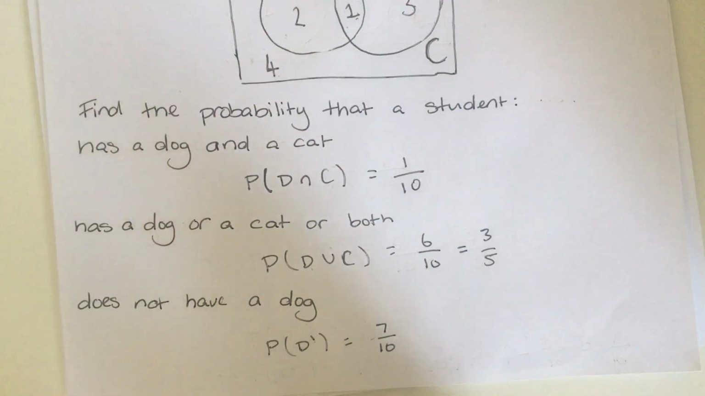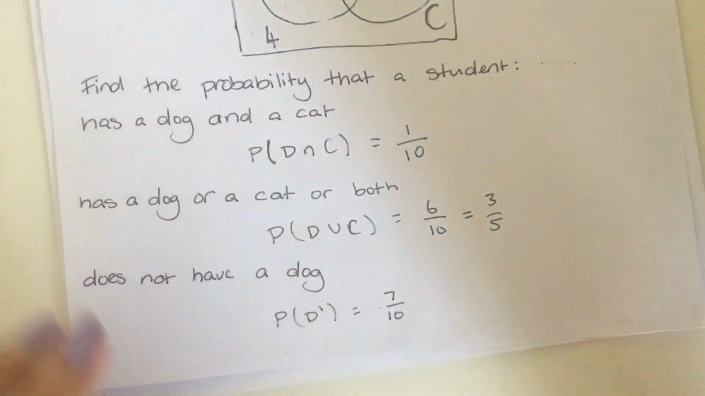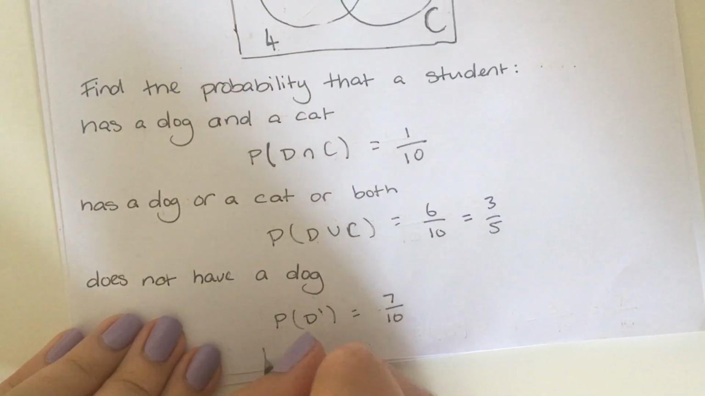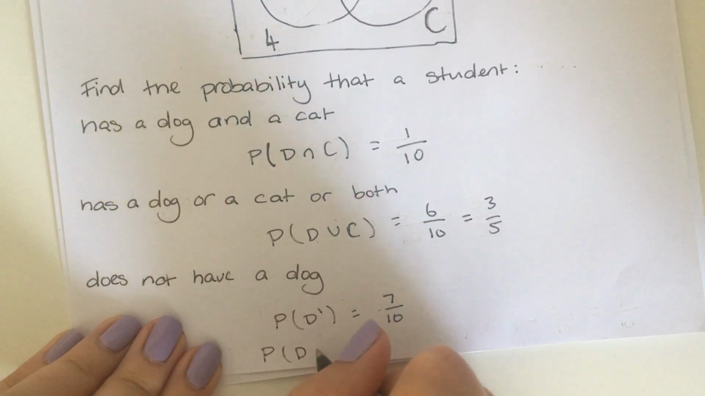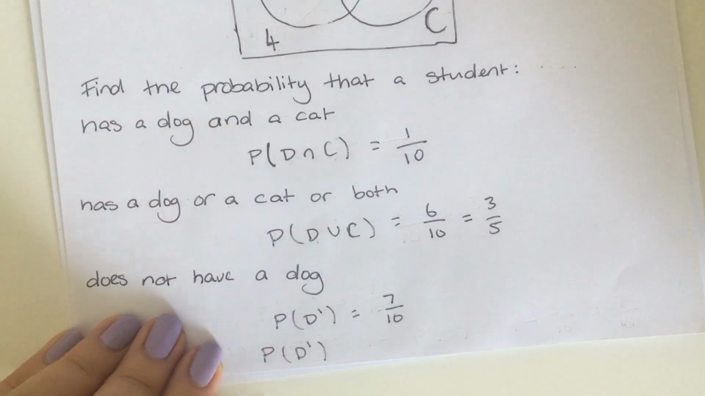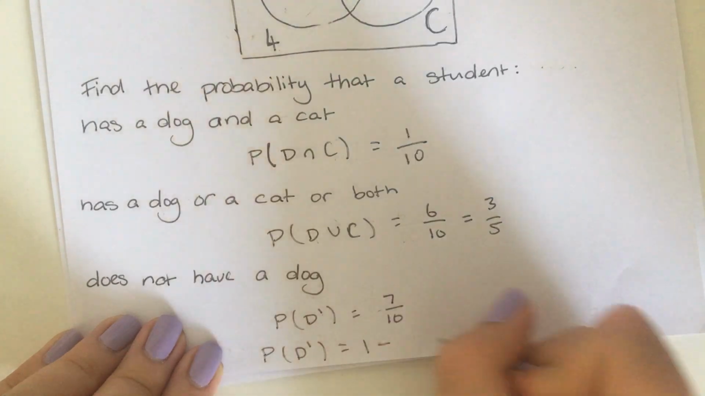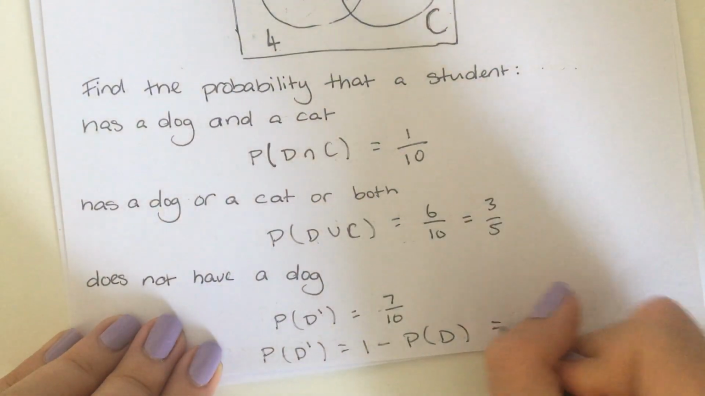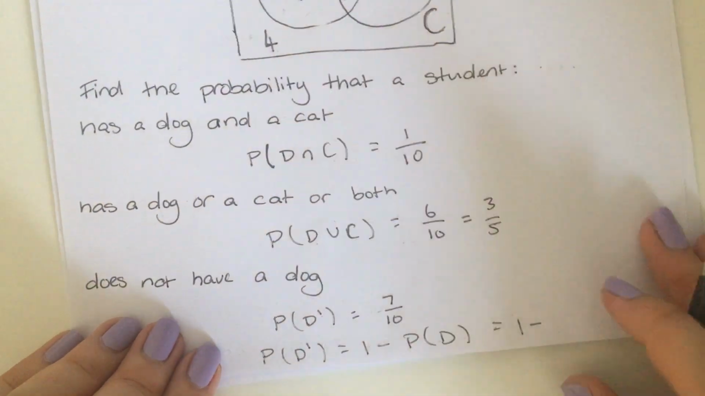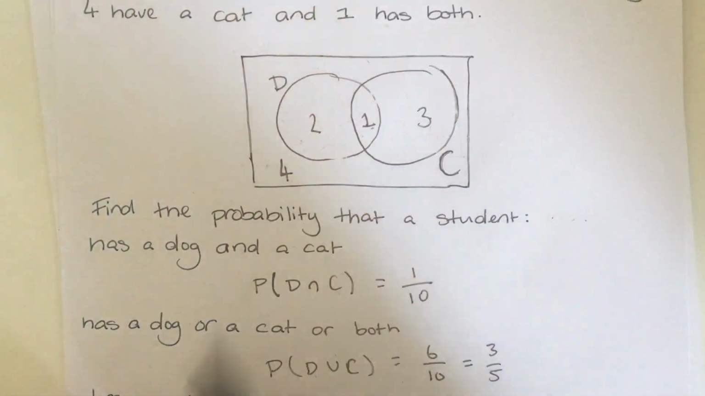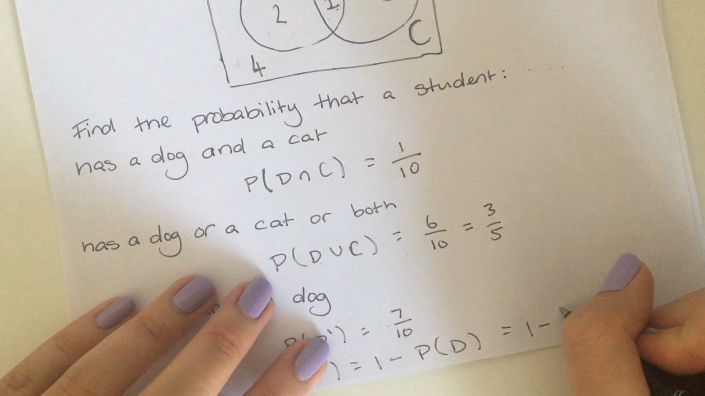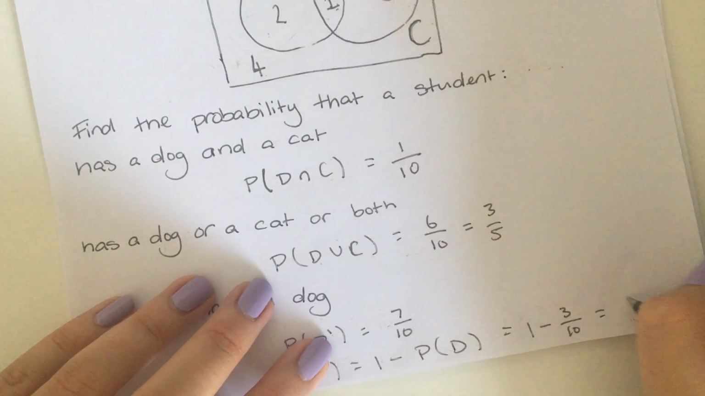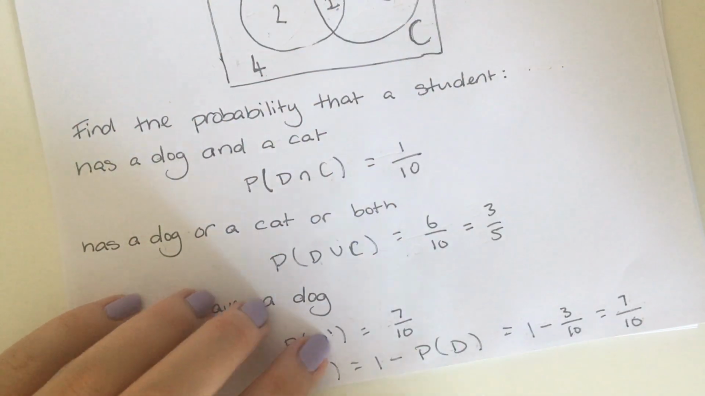You could have worked this out a slightly different way. Because probabilities always add to 1, this also applies here. So we could write the probability that a student does not have a dog is the same as 1 minus the probability that a student does have a dog. 1 minus, and then we can look at how many students have a dog. That's 3 of them. 1 minus 3 over 10, which would still get me to my 7/10.